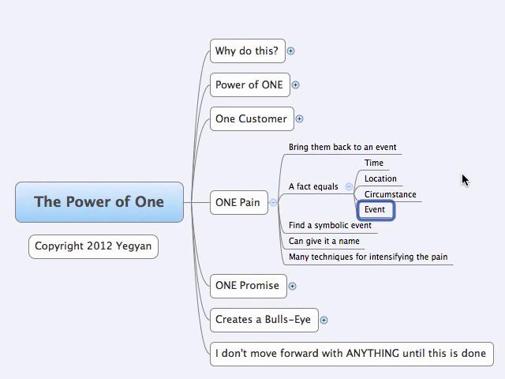So that is another time. It's another location. She's usually in the living room or in the kitchen. And there's a circumstance, which is picking up the kids from school in the afternoon. And there's an event where the kids are being noisy. They don't want to do their homework. They're running around and she's exhausted. So she becomes a little bit angry because they won't listen to her. So that's a fact. That's an actual event which has all these four things.